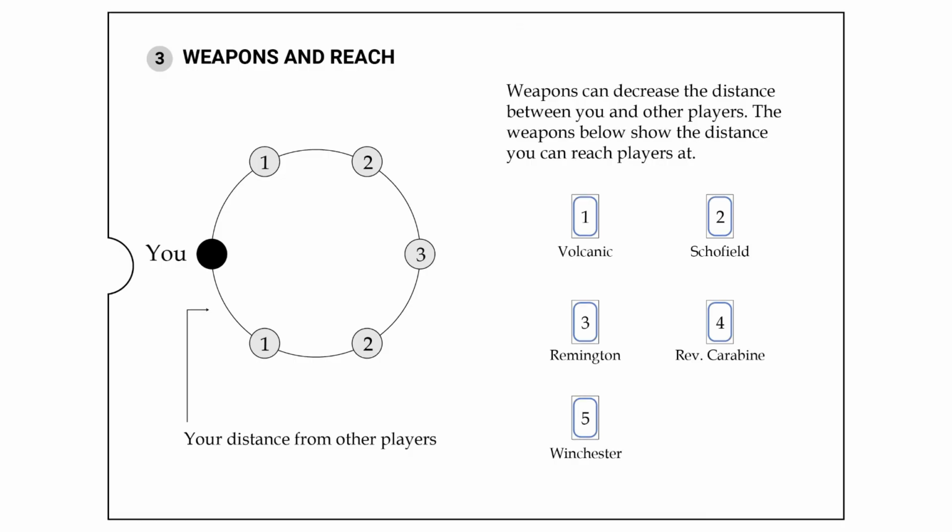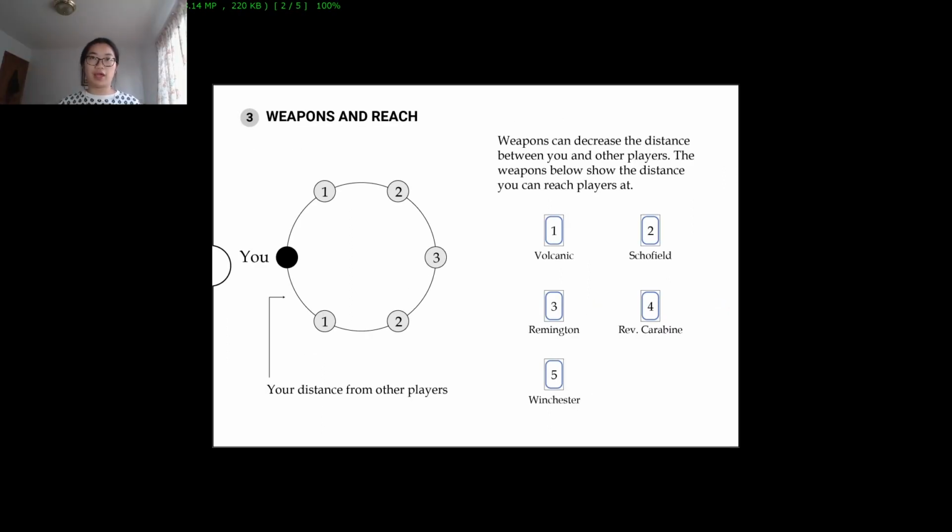Weapons usually matter because of where you sit around the table as you're playing the game. People right beside you are at a distance of 1. The next one over is at a distance of 2. There are 5 types of guns, and the number shows how far each can reach. The Volcanic, for example, can only reach up to 1, and the Winchester can reach up to 5.